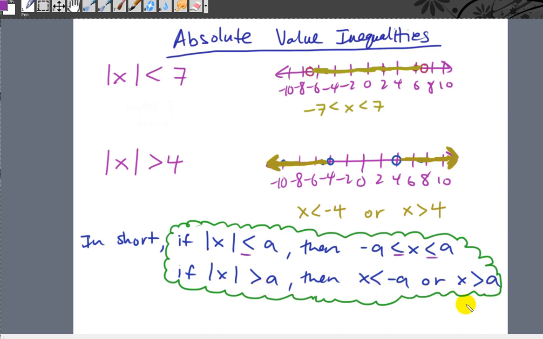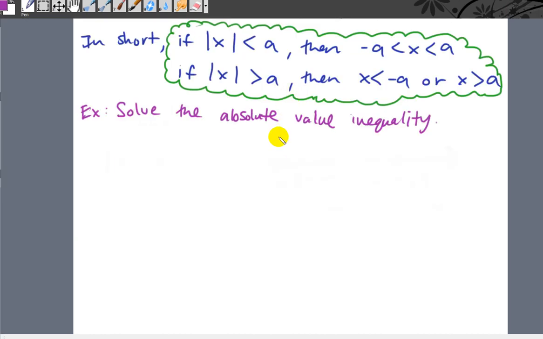Now I'm going to show you an example, and we'll go from there. These are fun problems. For this particular example, I gave you the absolute value of x minus 68 is less than or equal to 5.